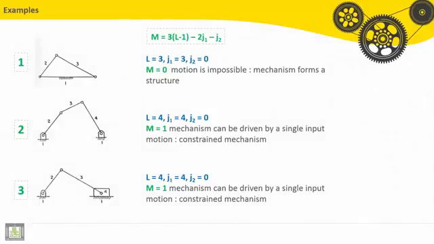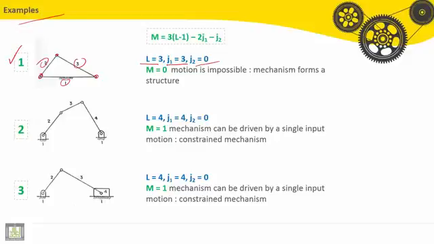Theory of Machines. We will take here some examples. First example, we have L equal 3, number of links. First one is the ground, second one and third one. J1 equal 3 also. It is the number of joints having 1 degree of freedom. First one, second one, then third one.